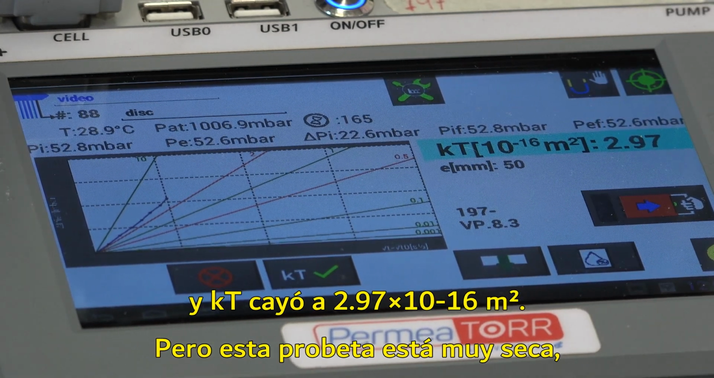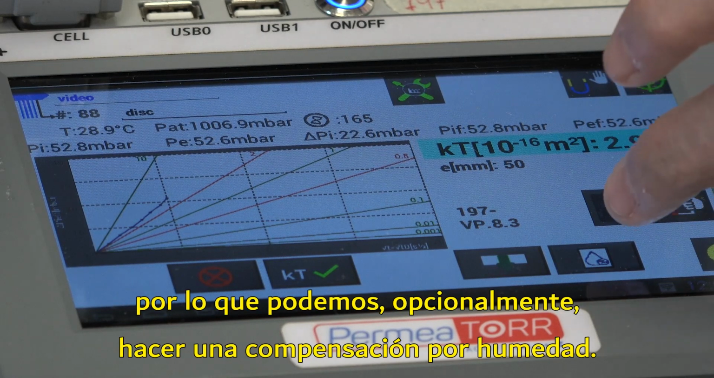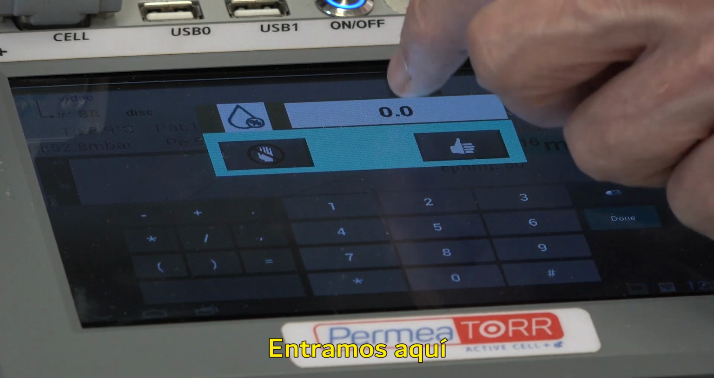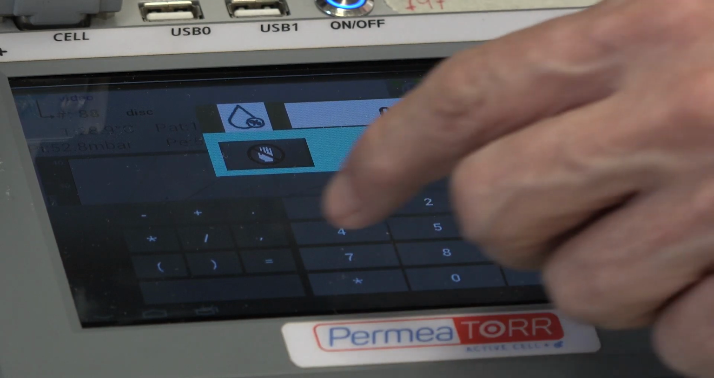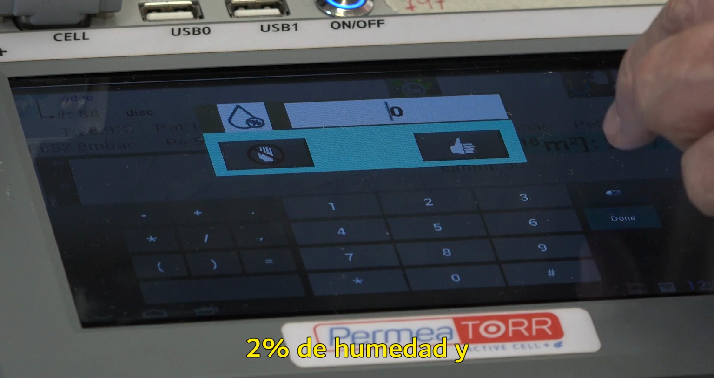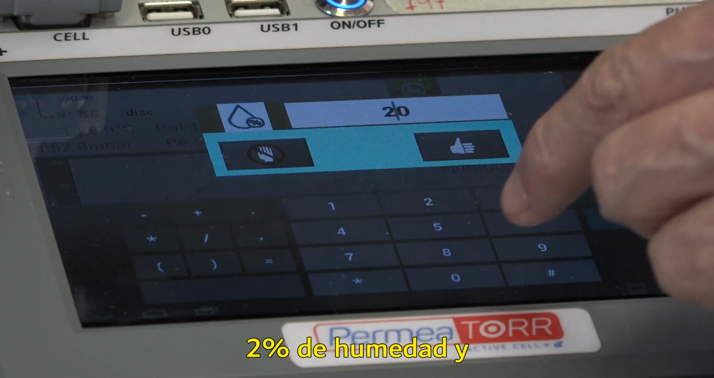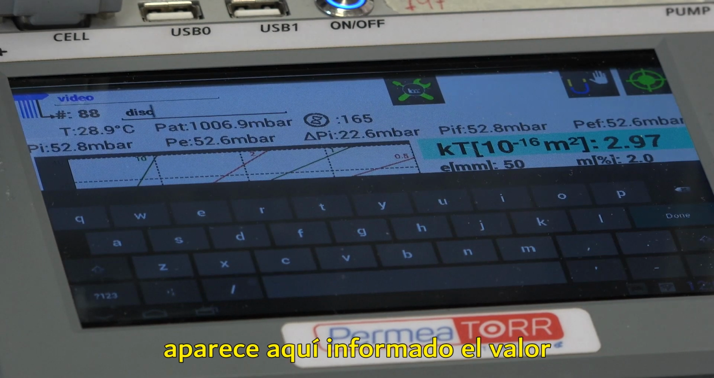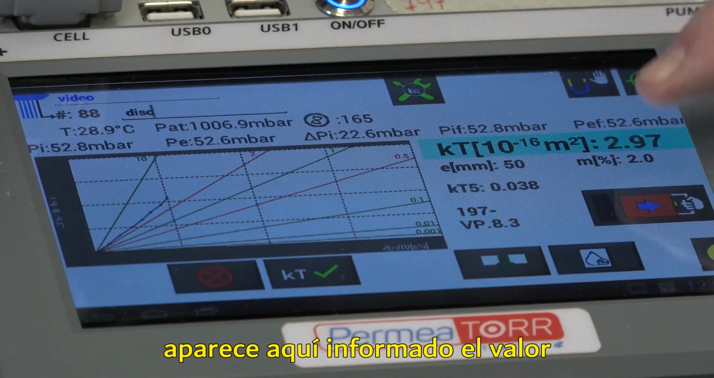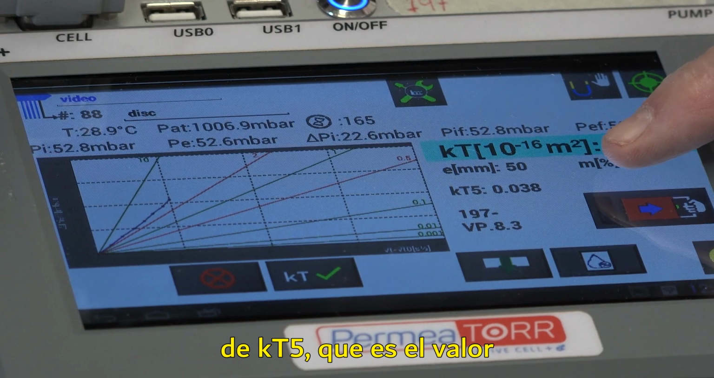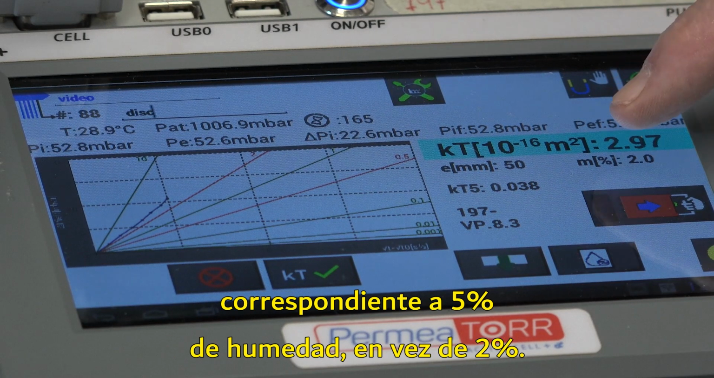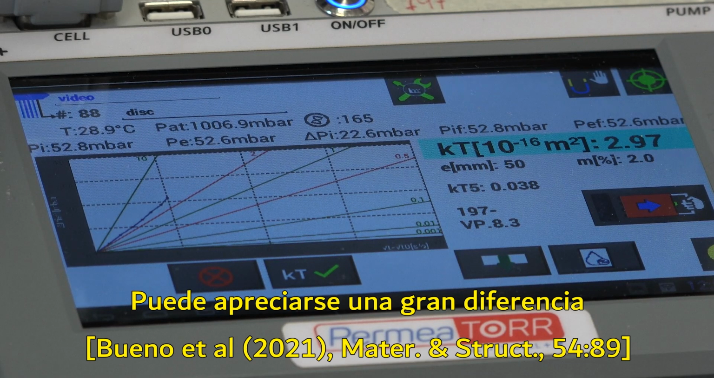But also, the sample was very dry, so we have to make a correction for moisture if we want. It's optional. So we can here put 2% of moisture, and then the value is reported here as KT5. It is the value corresponding to a 5% moisture instead of 2. So you see there is a big difference.